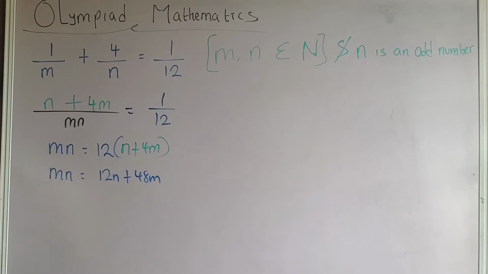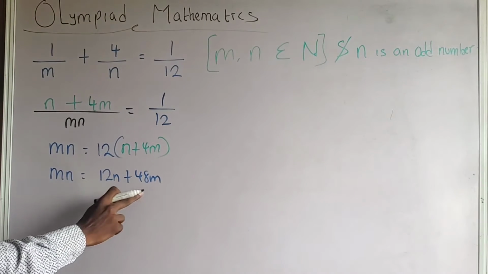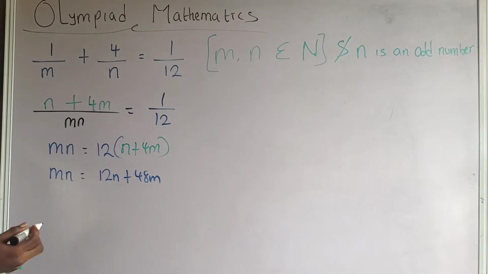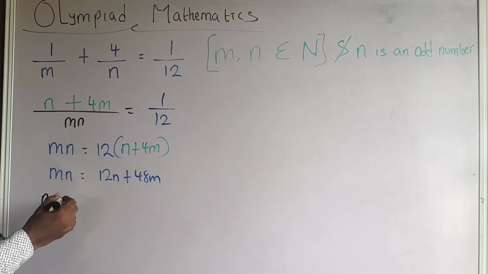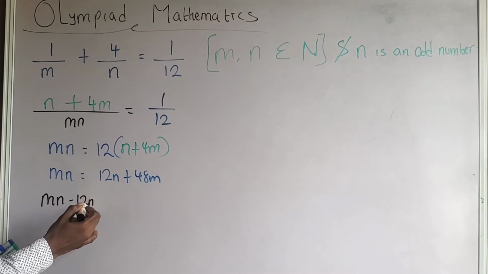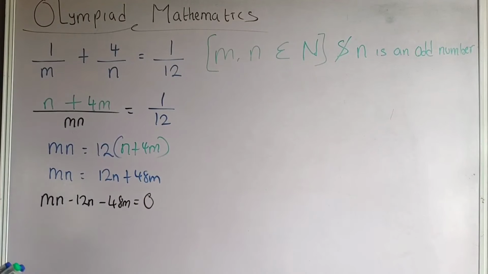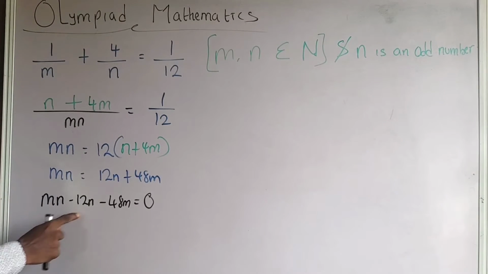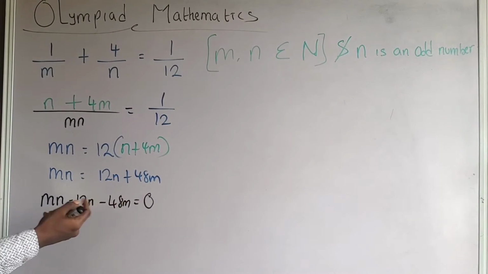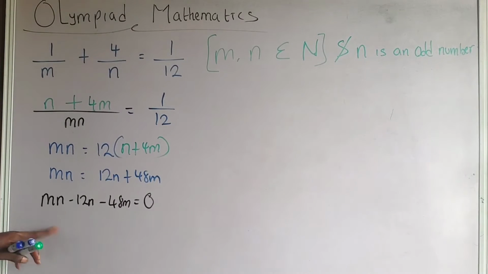Now, having gotten to this point, the next step is that you have to take everything that is present here to the left hand side. So take this positive 12n plus 48m to the left hand side. You are going to have mn minus 12n minus 48m equals to 0. This is what I did. I just took this positive 12n. If it crosses the equals to sign, it's going to become negative. And we have positive 48m here. If it crosses the equals to sign, it's going to become negative as well. So that's how I got this.